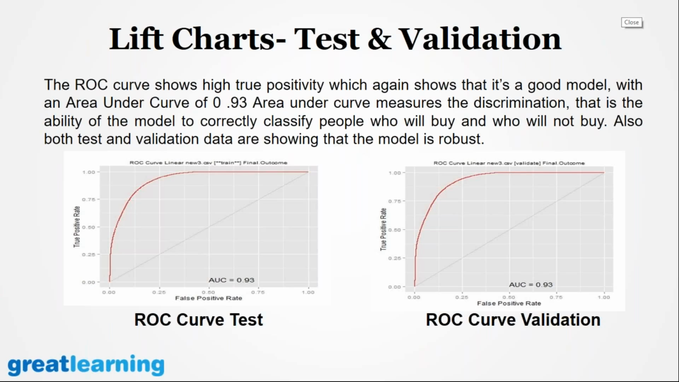The left chart is the ROC curve. The ROC curve shows high true positivity, which again shows that it's a good model, with an area under the curve of 0.93. Area under the curve measures the discrimination, that is, the ability of the model to correctly classify people who will buy and who will not buy.